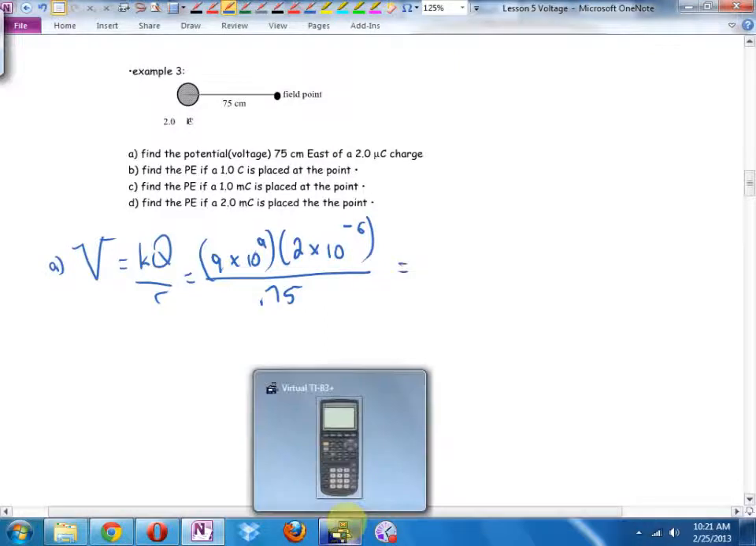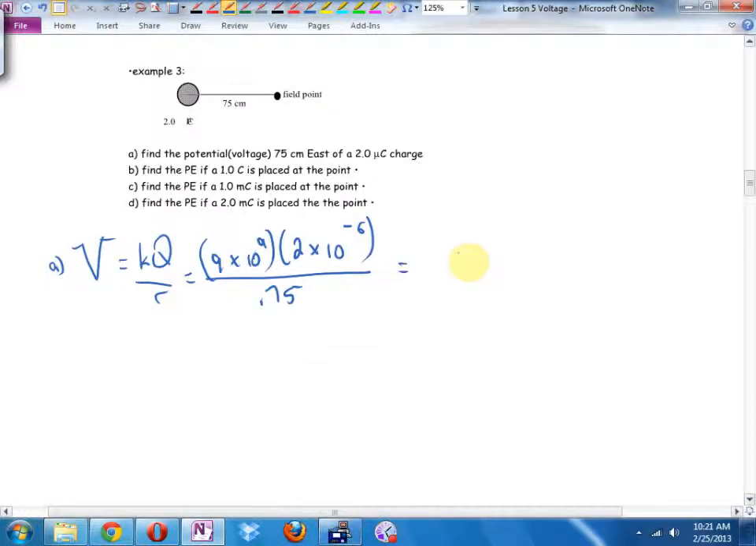Sorry? 24,000. 24,000? Anyone else? 24,000 what? It's joules per Coulomb, which we have given a name. We've called that a volt. Lowercase v.